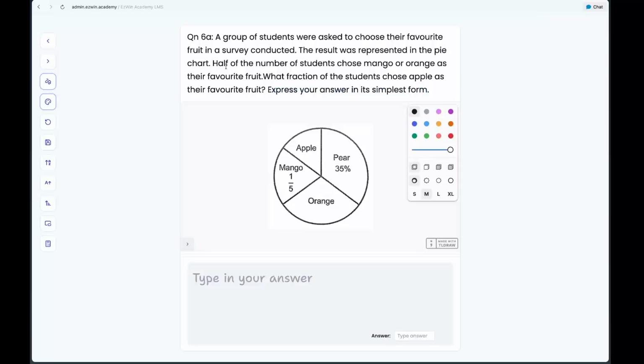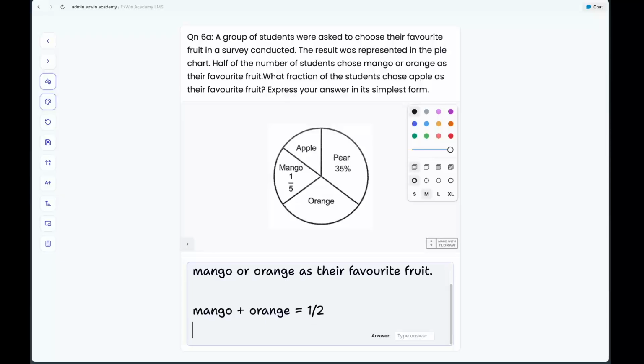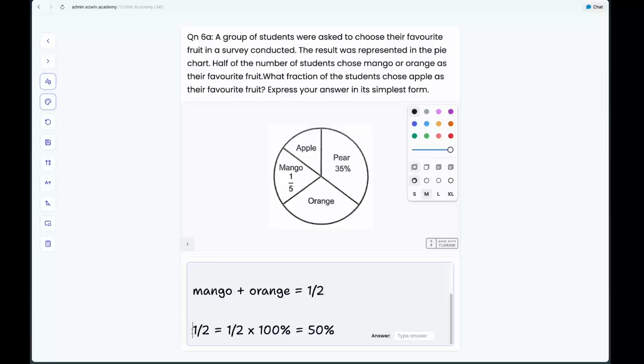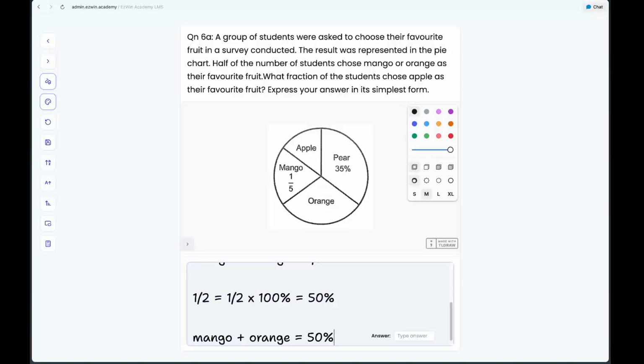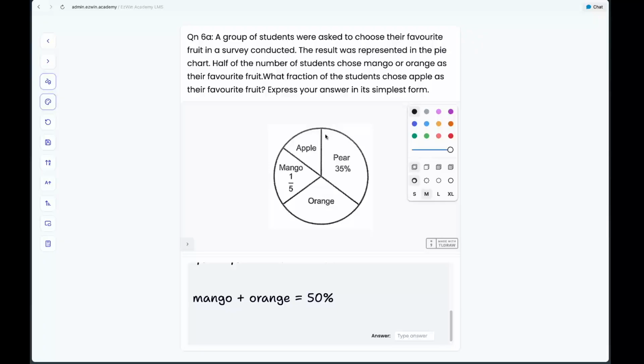So we know from the question it says half of the number of students chose mango or orange as their favorite fruit. So this means that mango plus orange is equal to half. And what is half in percentage? If you guess 50%, then you're right. So you just put half times 100%, and this will be 50%. Therefore, that means mango and orange is 50%. So now we know the percentage for mango and orange. The next thing is we want to find the apple percent and then convert it into a fraction.